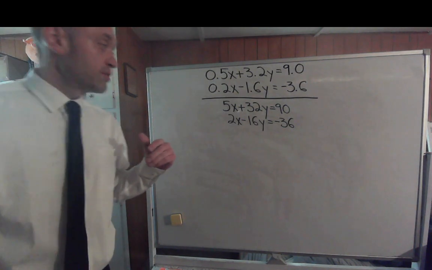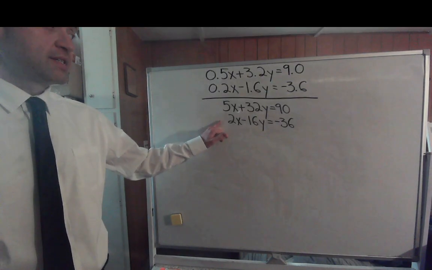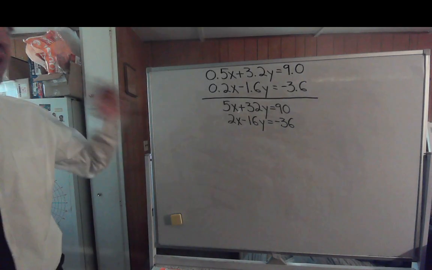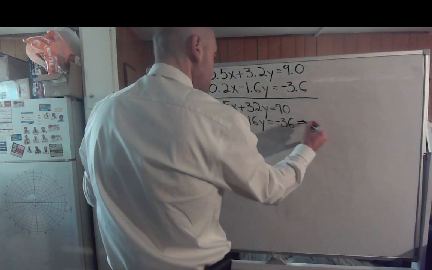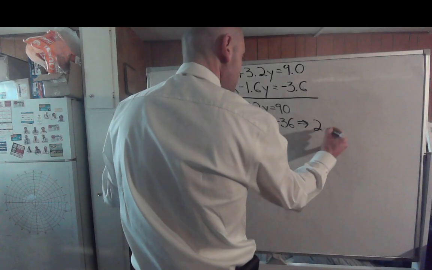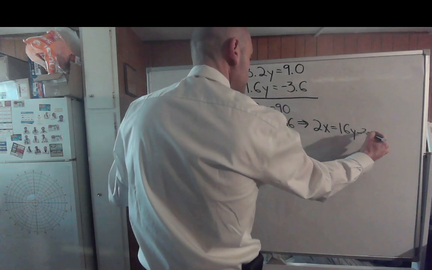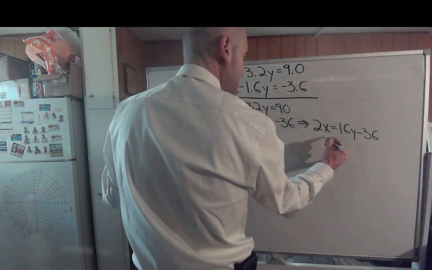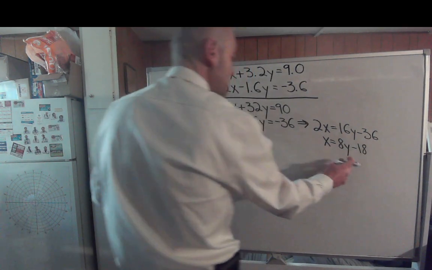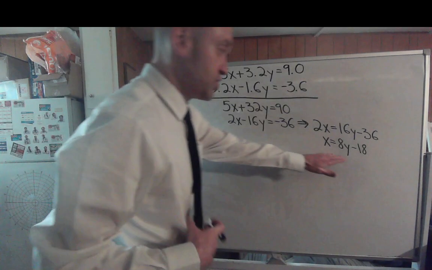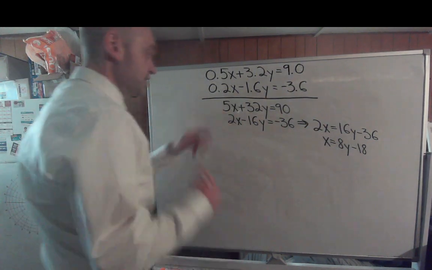I'm going to personally recommend we go with the second equation and make a substitution for x, because the coefficient on x is only 2. So that's going to turn into 2x is equal to 16y minus 36, which means that x equals 8y minus 18. So now we found a substitution value for x that was derived from the second equation. Let's put it into the first.